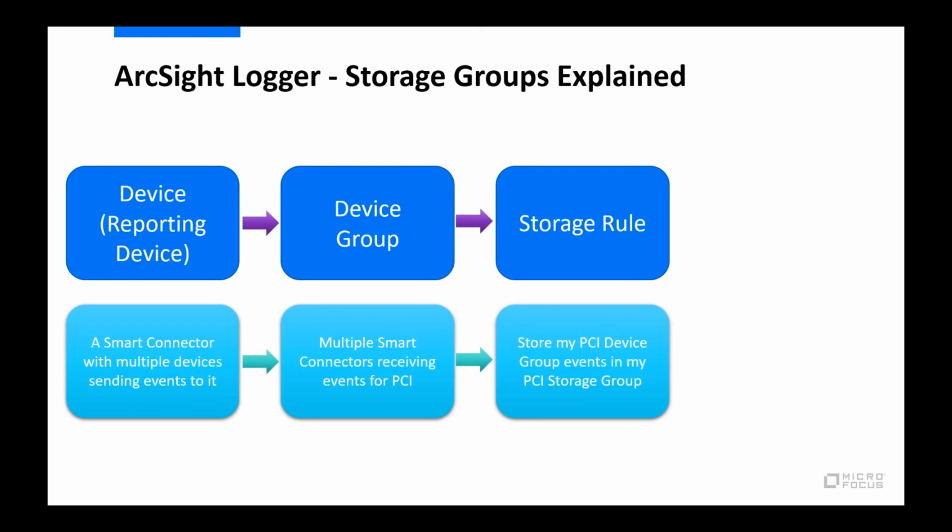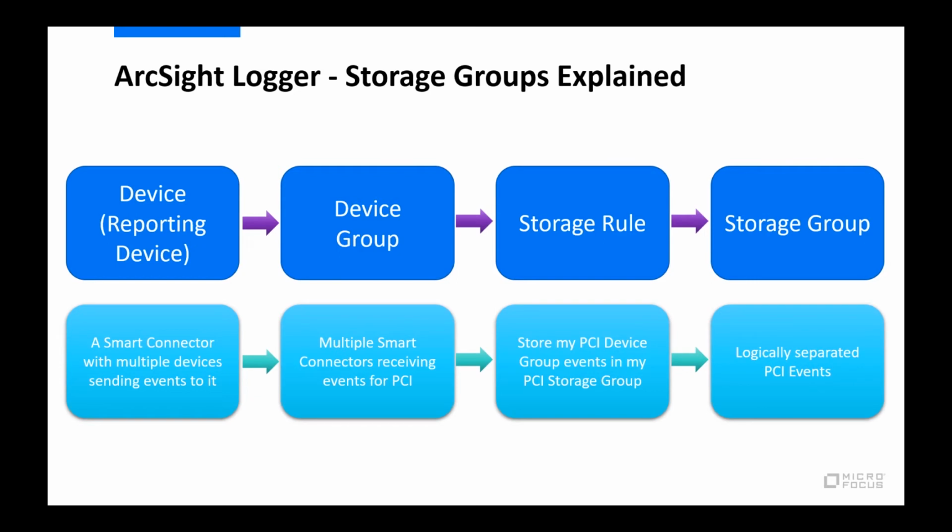I then have the notion of a storage rule. The easiest way to think of a storage rule is the glue that binds the device group to the storage group. In other words, a storage rule simply says if it's a PCI event, or if it's an event from this particular device group, I want that event to be sent to my PCI storage group. It's a very, very straightforward concept. Once that storage rule has been hit, Logger sends those events automatically to the corresponding storage group. So in our case, we have logically separated PCI events, and we don't have to worry about separation of those events. Logger is taking care of that for us.